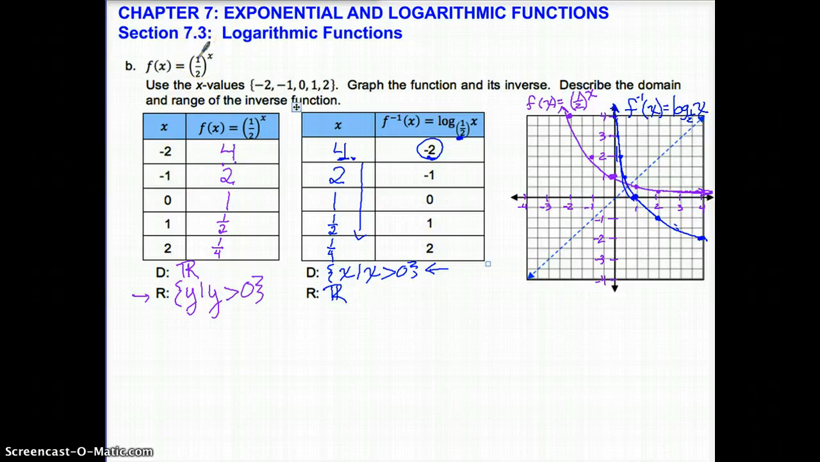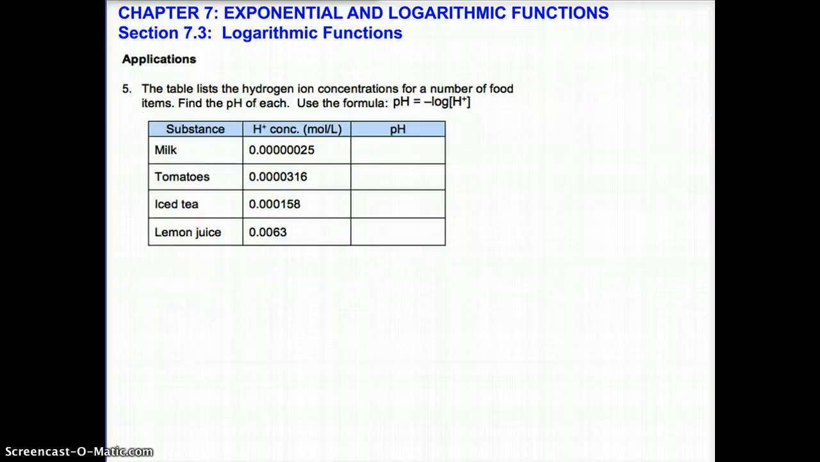So if we go on to the next page and actually look at these problems, they've given us hydrogen ion concentrations for different food items, and we want to calculate the pH value, and they've given us this formula. So you're simply using the formula they give you.